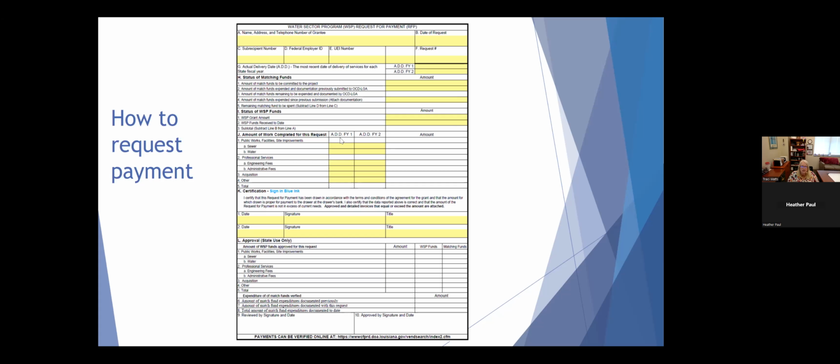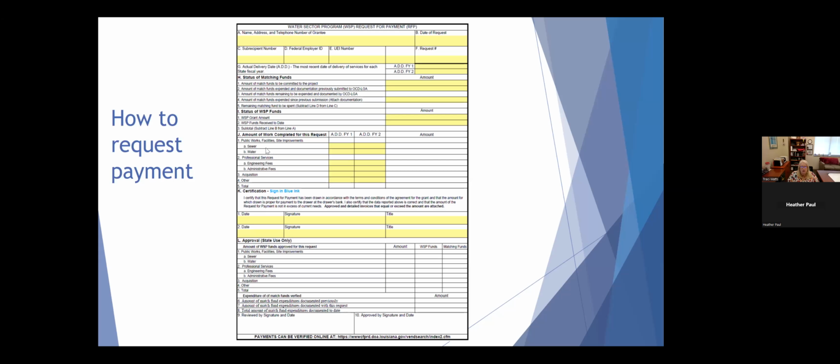And then down under ADD 1 and ADD 2 is where you will put the costs that you are requesting. If all of the work was completed within the same state fiscal year, then you would only have an entry in ADD 1, and you would only have an entry at the top under G for ADD FY1. Again, you would enter these numbers here and it will calculate under amount.